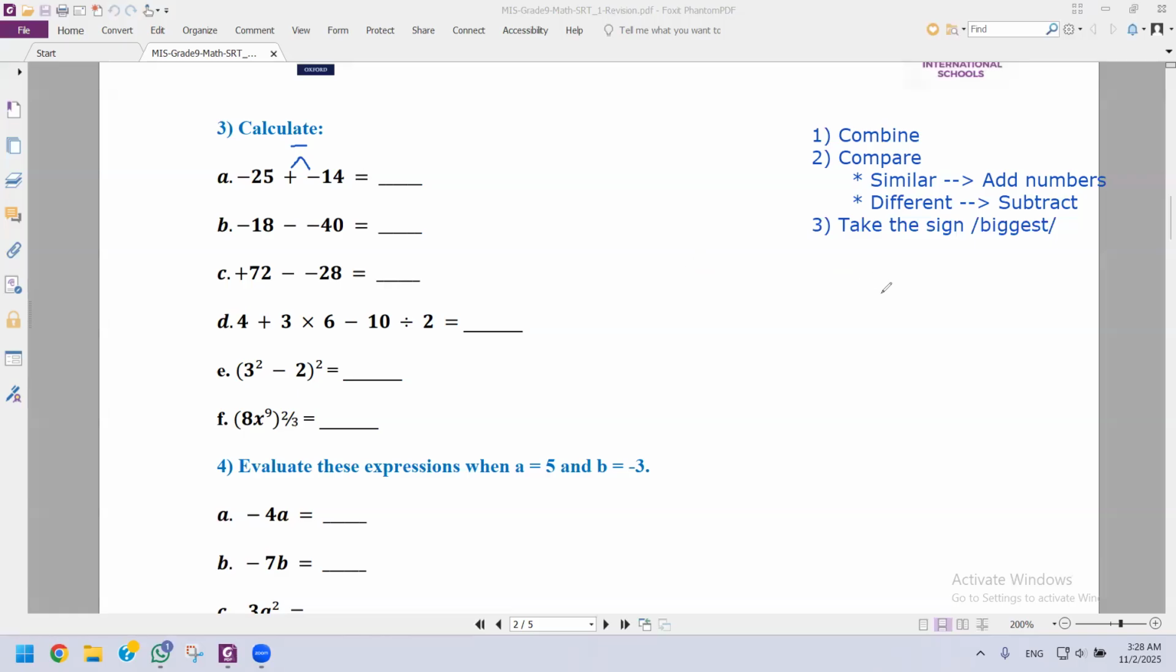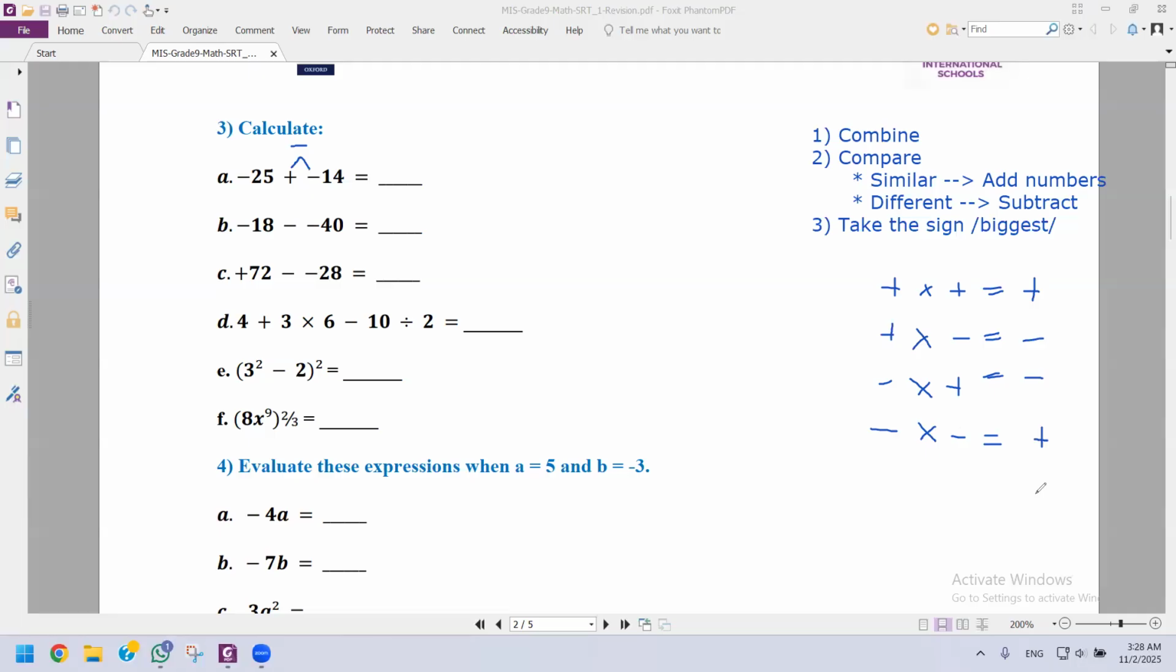Now, some of you also might forget this. So we remind you by doing this. Plus times plus, plus times minus, minus times plus, minus times minus. So I multiply the signs to combine them. Plus times plus, what is it? Plus. Plus times minus, minus. Minus times plus, minus. Minus times minus, plus.